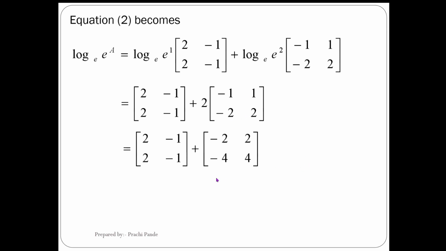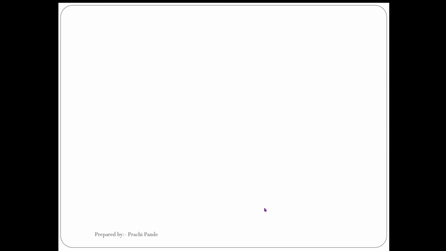And if we multiply the second matrix by 2, we get the resultant matrix as minus 2, 2, minus 4, 4. And adding these two matrices, we get the matrix 0, 1, minus 2, 3, which is the original matrix A. That's why log of e raised to power A to the base e is equal to A. It holds true for the matrix A.